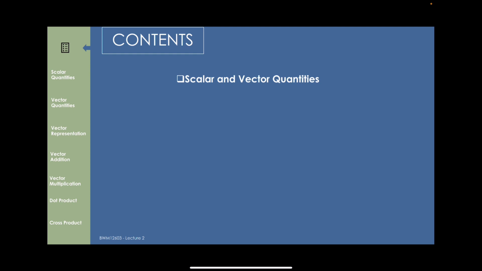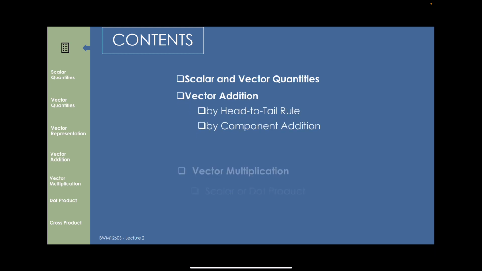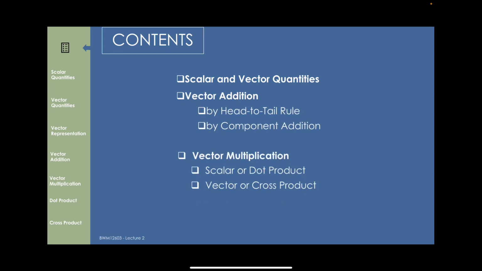First we will see what is the difference between vectors and scalar quantities, and then we will look at two different methods of vector addition, and then two different methods of vector multiplication. Let us start with scalar quantities first.